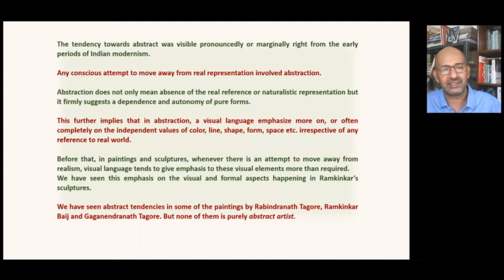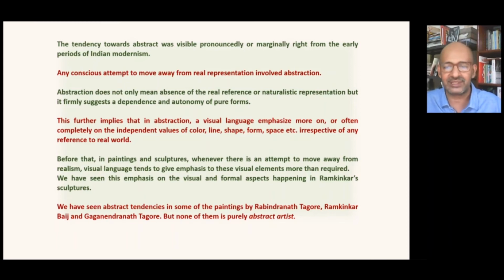This further implies that in abstraction, a visual language is emphasized more on, or often completely on, the independent values of color, line, shape, form, space, etc., irrespective of any reference to the real world. Now, before that, in paintings and sculptures, that is before the advent of pure abstraction, whenever there is an attempt to move away from realism, visual language tends to give emphasis to these visual elements more than required.